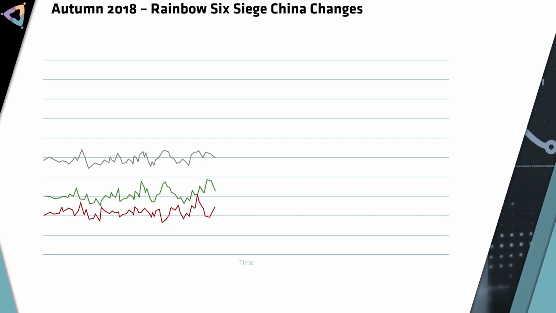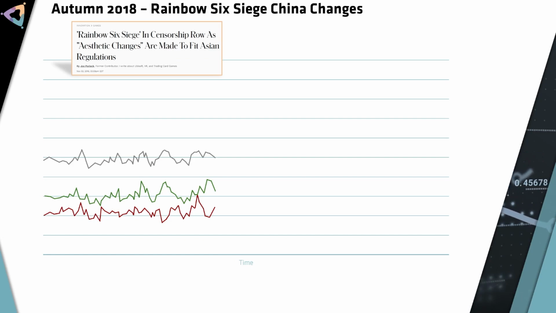And what we did on Rainbow Six, we published an article announcing our plans of cosmetic changes coming to the game in order to be compliant with the regulations required to publish a game in China.